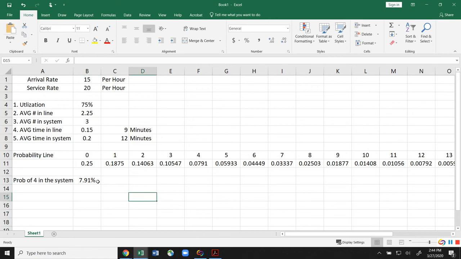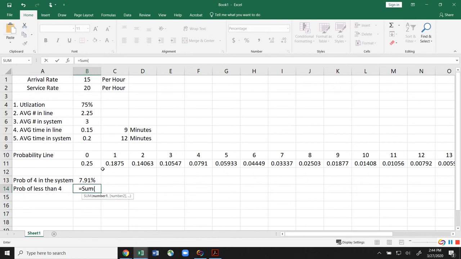So we're going to ask a few of these. So there's a 7.91% that there's 4 in the system at any given time. All right, so get a little bit harder. Probability of less than 4. All right, so what we're asking is less than 4, so that's either 3, 2, 1, or 0. So that's going to equal the sum from 0 to 3. We hit enter, and it's 68.36% the probability that we have less than 4 in the system.